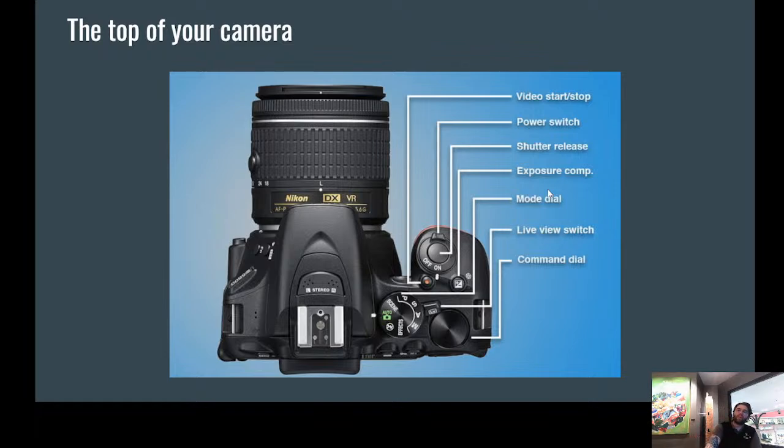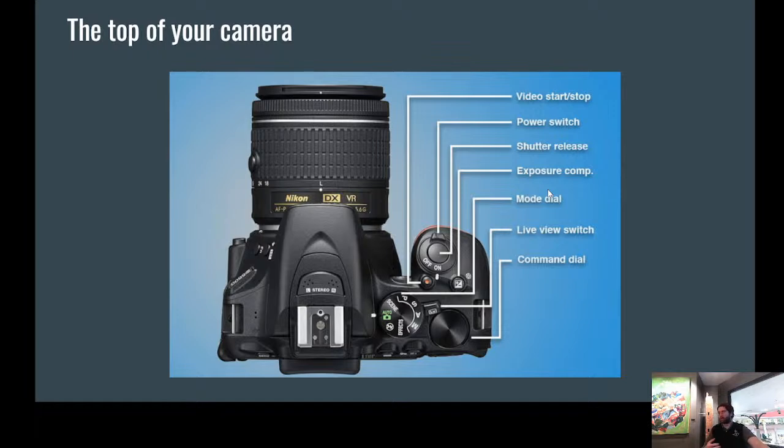Underneath that, then you have the command dial. Now the command dial really won't be a feature in automatic, but when you're in things like shutter priority or aperture priority or manual, the command dial, depending on what other corresponding buttons you're holding down, will start to actually go through and change those settings. So you can change your aperture with the command dial.